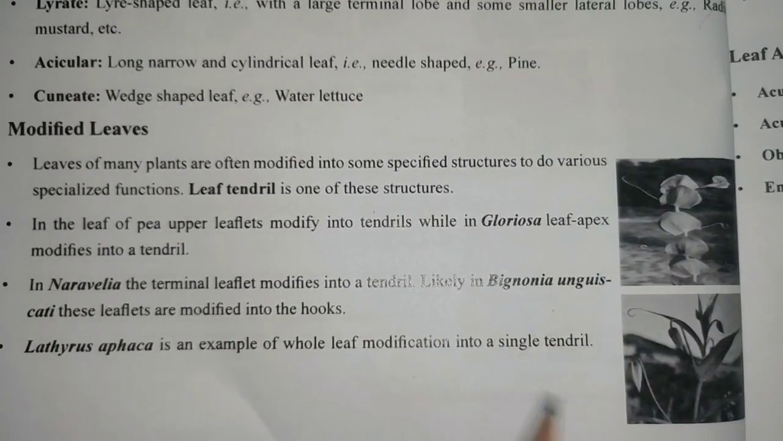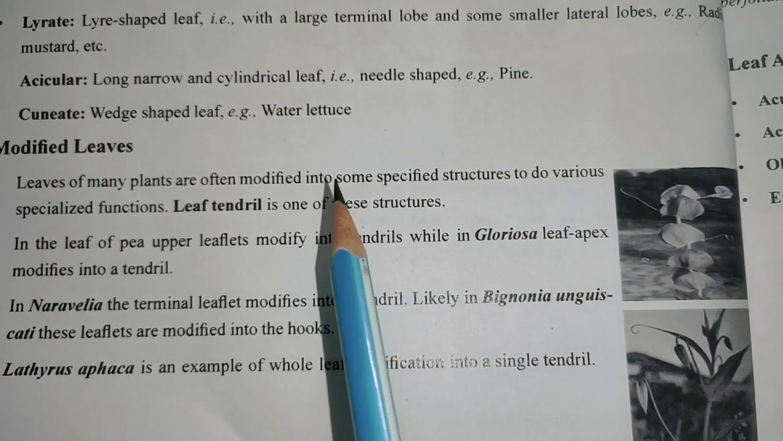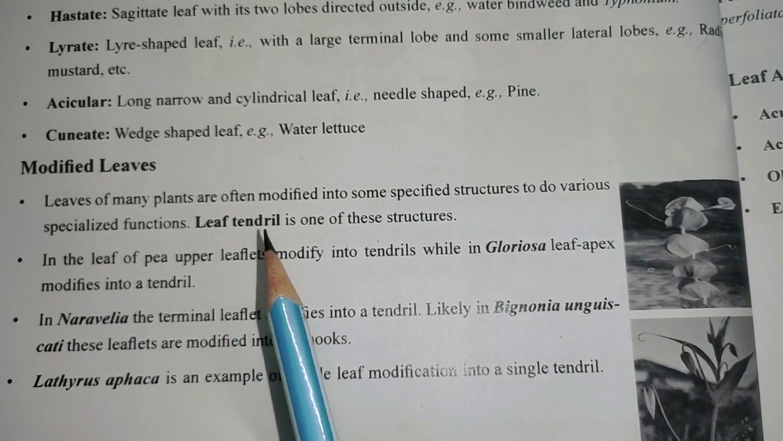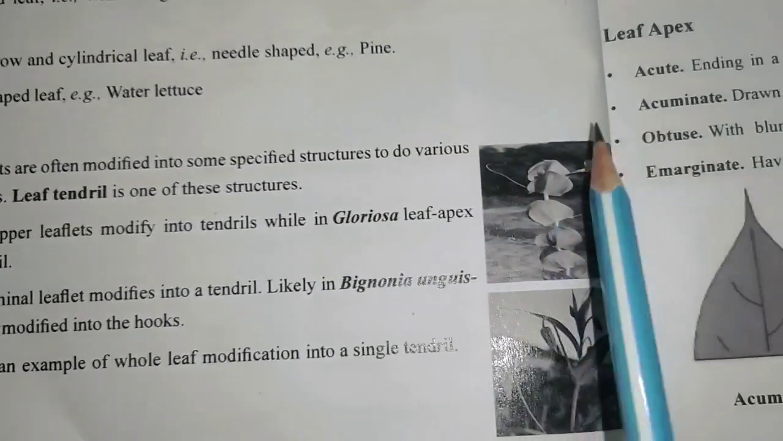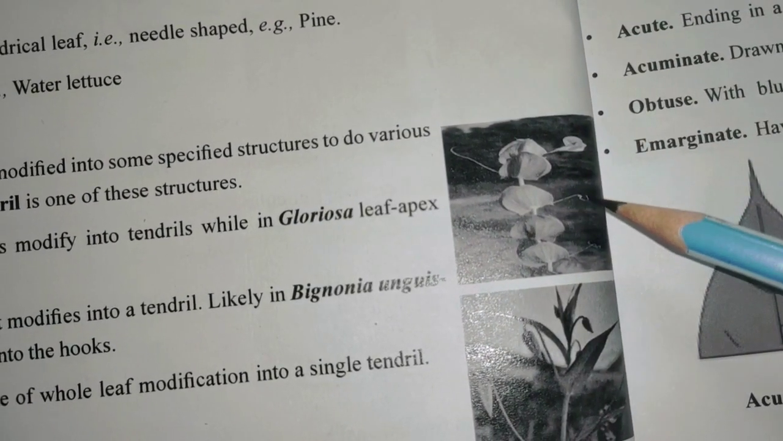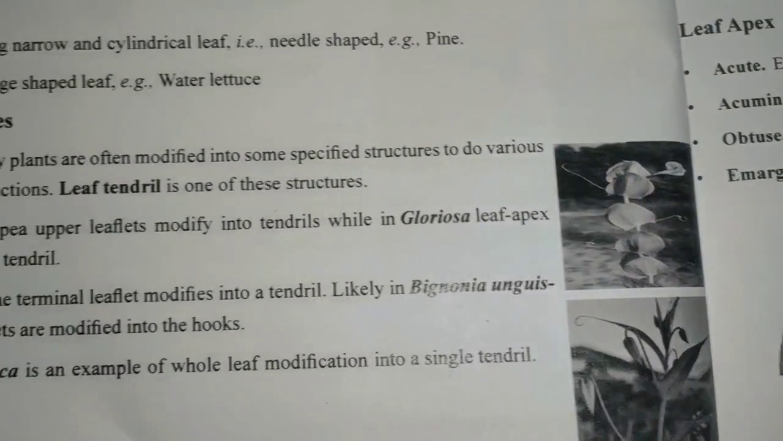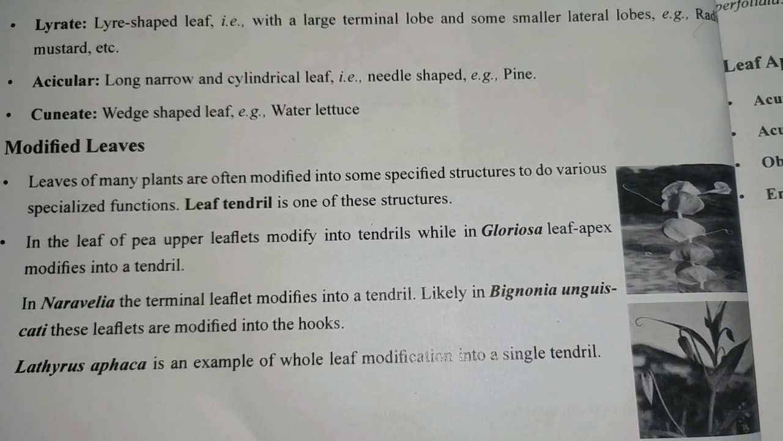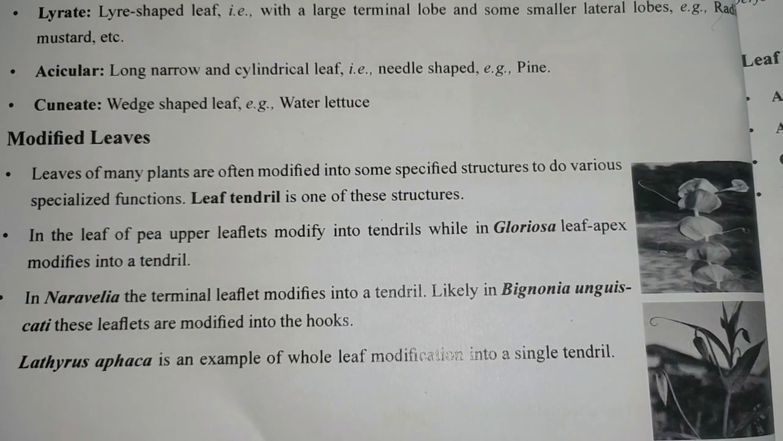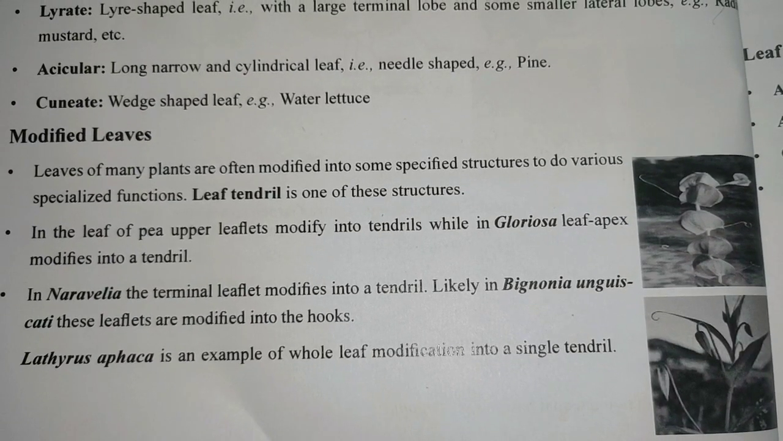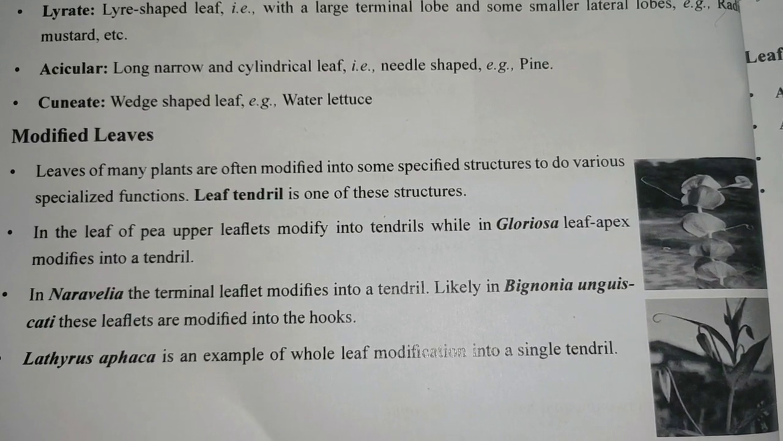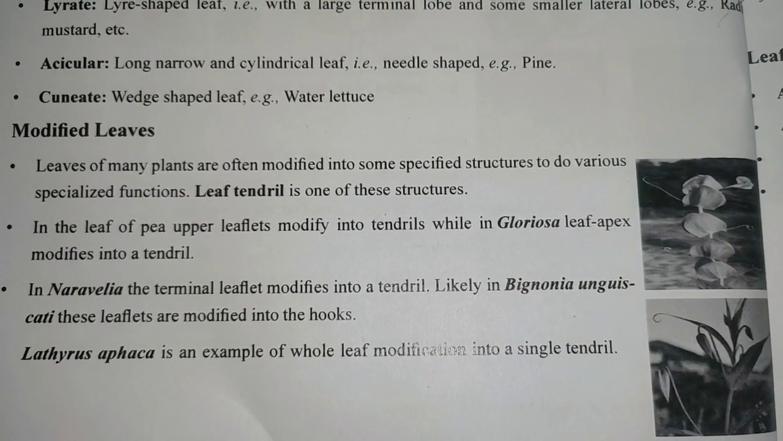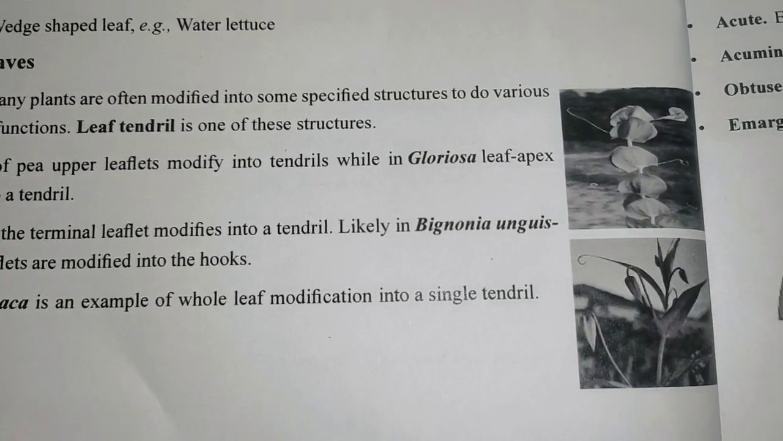Modified leaves. Leaves of many plants are often modified into specialized structures to do various specialized functions. For example, the leaf tendril is one of these structures. In the leaf of pea, the upper leaflets are modified into tendrils, while in Gloriosa the leaf apex is modified into a tendril. In Clematis, the terminal leaflet modifies into a tendril. Likewise in Bignonia unguis-cati, the leaflets are modified into hooks. Lathyrus aphaca is an example of whole leaf modification into a single tendril.